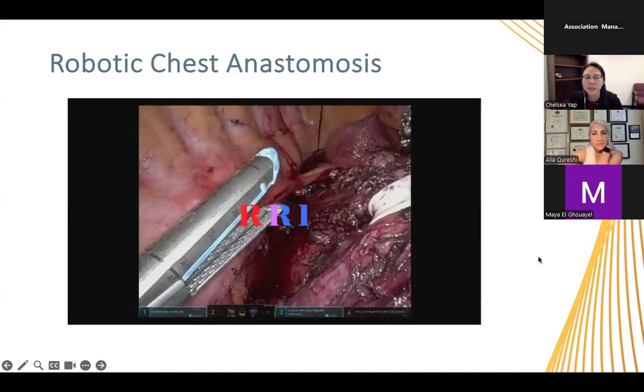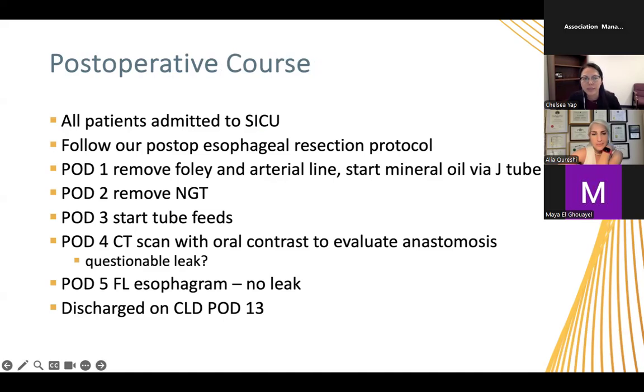So postoperatively, all of our patients do go to the surgical ICU. We have a postoperative esophageal resection protocol that we follow. On post-op day 1, our patient had their Foley removed, arterial line removed, and we start mineral oil through their J-tube. The NG tube gets removed on post-op day 2, and then we start their tube feeds on post-op day 3. On post-op day 4, we perform a CT scan with oral contrast to evaluate the anastomosis.